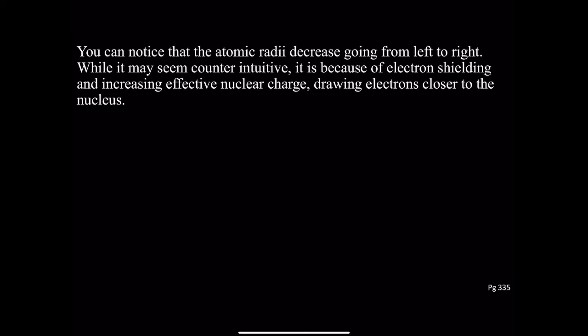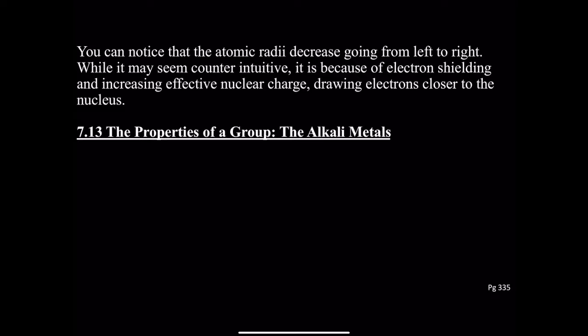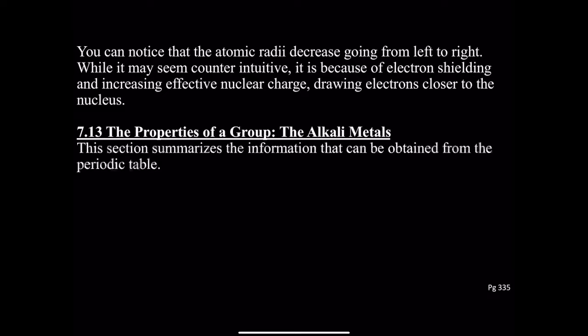You notice that the atomic radii decrease from left to right, and so it does seem counterintuitive, right? What we were just talking about. But it's because of electron shielding, okay? So one electron shields from another, and the increasing effective nuclear charge draws electrons closer to the nucleus. So as you have more protons, they are actually pulling those electrons in tighter and tighter because of that electron affinity for the nucleus, okay? There we go.